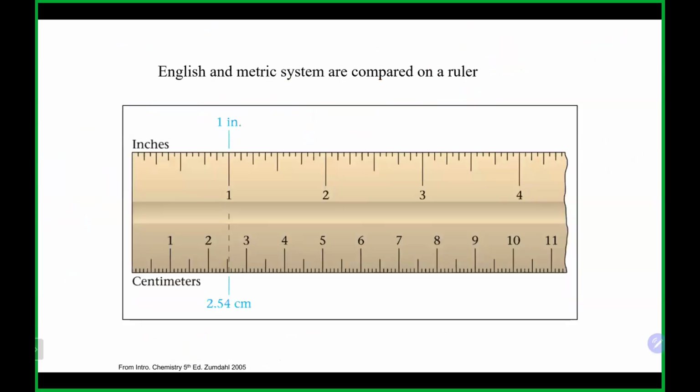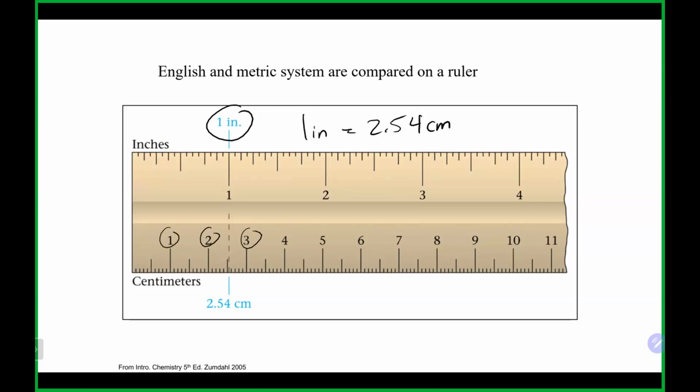When we talk about the differences between the metric system and the English system, one of the big ones is, for example, with length measurements, we use inches and centimeters. And that is a ruler, by the way. 1 inch is equal to exactly 2.54 centimeters. As you can see here, these are centimeters on the bottom, and those are our inches up on top.